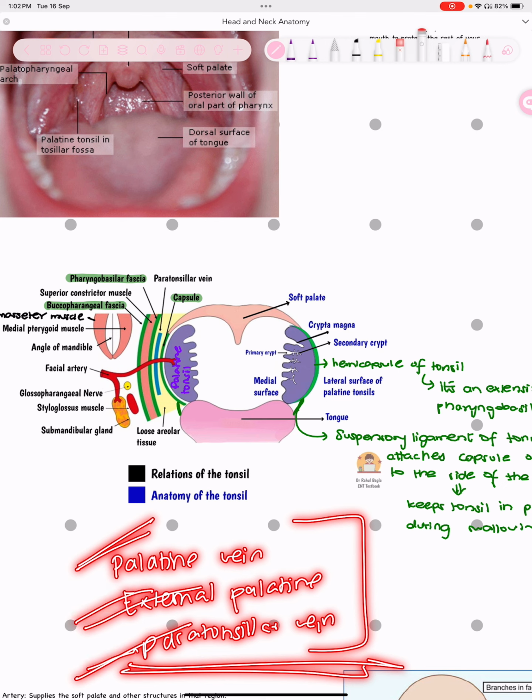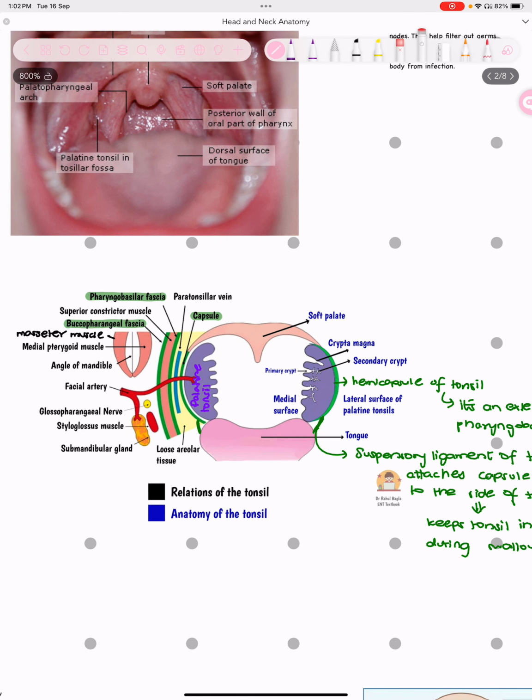Now, this vein basically, what does it do? It descends from the palate into the loose areolar tissue on the lateral surface of the capsule. So, first it lies in the palate. From there, it descends on the lateral surface of the capsule, and from there it crosses the tonsil before piercing the wall of the pharynx. So first it lies in the palate, then it comes and lies next to the capsule, then it crosses the tonsil and pierces the wall of the pharynx. So this is the palatine vein or external palatine vein, or paratonsillar vein, right? Paratonsillar vein, don't forget this name.